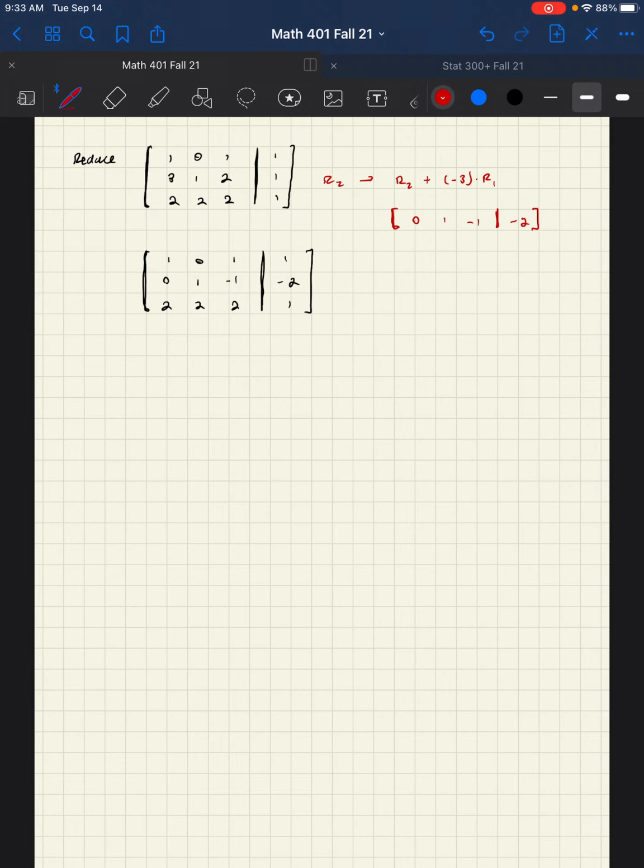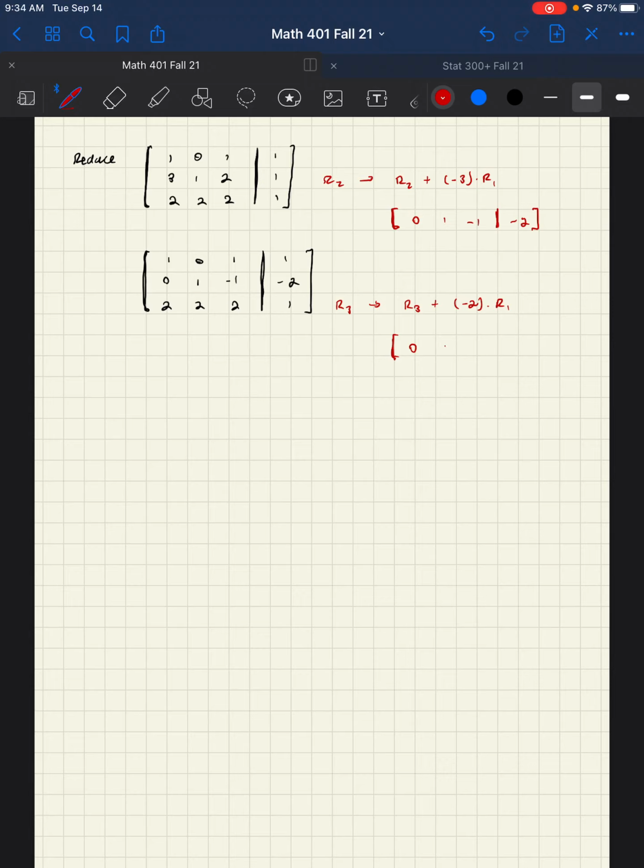Okay, next step. Let's get rid of row 3's number 2, the first one. So row 3, I'm going to replace it with row 3 plus negative 2 times row 1. I'm still going to use row 1 because it has that 1 in the same column. So that'll allow us to change that. So what does that row look like? Negative 2 times 1 is negative 2 plus 2 is 0. That's what we wanted, right? Otherwise we wouldn't have done anything.